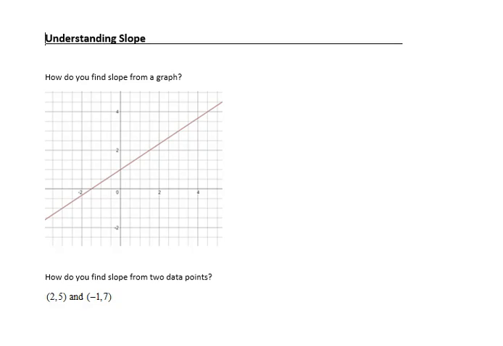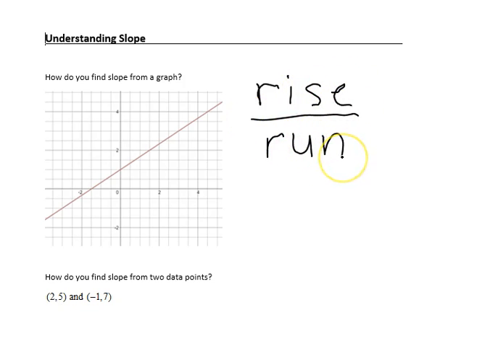In this lesson, we're going to talk about understanding slope, and we're going to talk about slope in several different forms. The first one we want to talk about is finding slope from a graph. And the easiest way to look at slope when using a graph is to think of the idea of rise over run. You want to find two good ordered pairs.